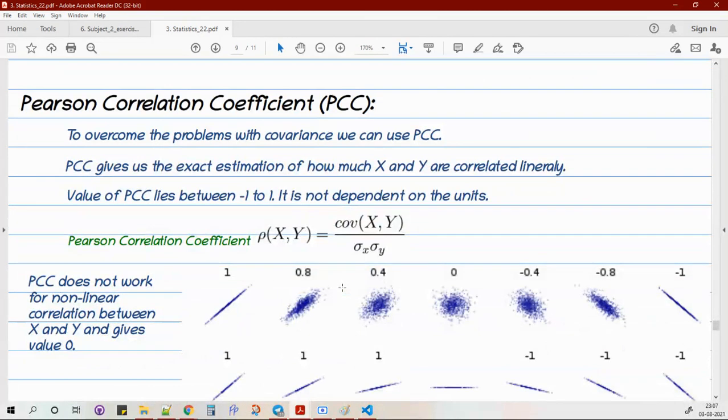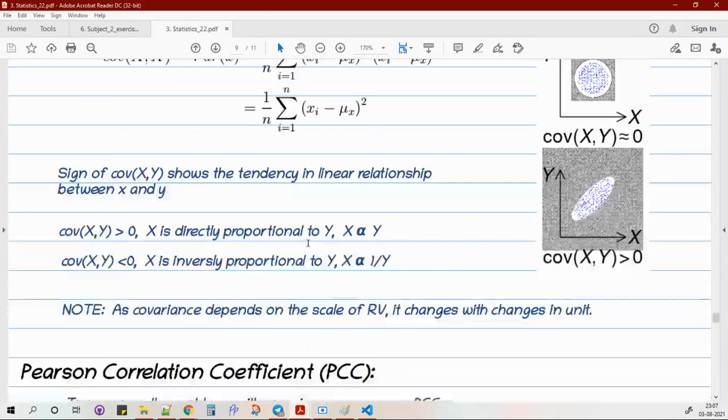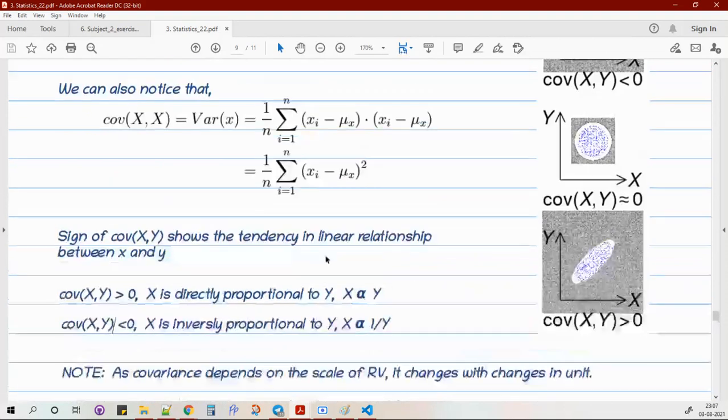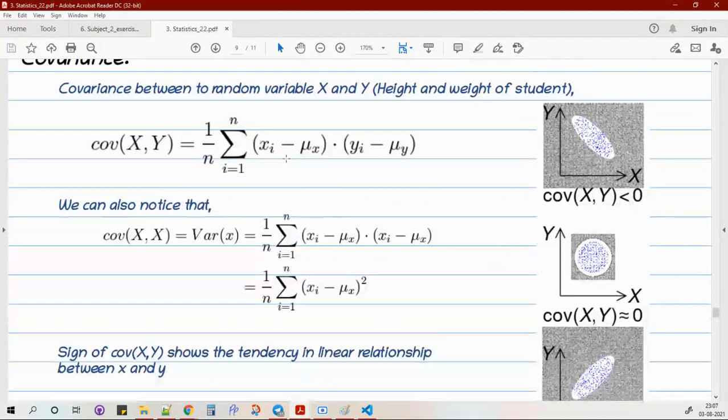Next, PCC, Pearson correlation coefficient. And why it is useful is, there is a problem in covariance that it depends on the scale. Why does it depend on scale? Because we are taking xi and mu, right? We are not taking standard deviation in the picture, right?